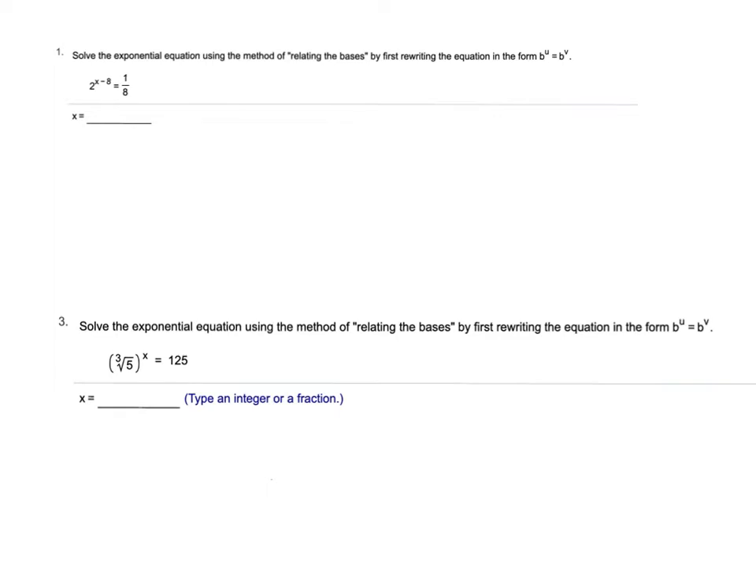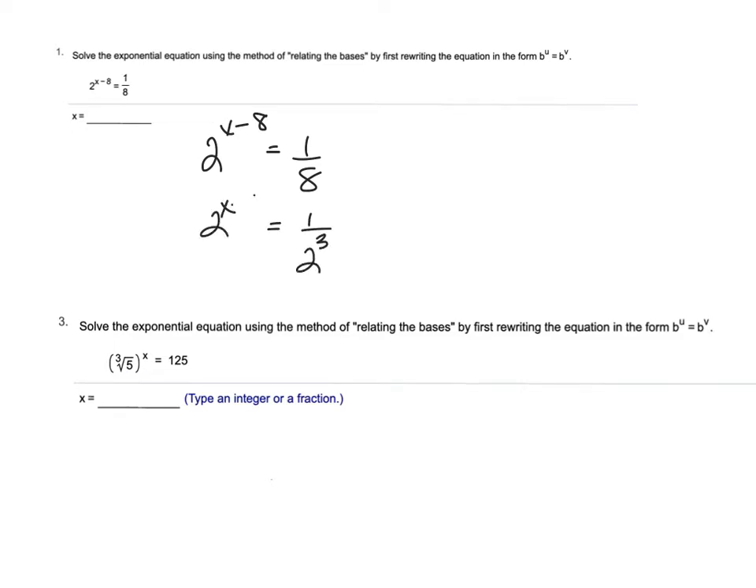I'm just going to work a few examples. Let's look at the first one, right out of the homework. You have 2 to the x minus 8, and you have 1 over 8. Our goal is to write both sides in terms of the same base, and every problem in this section ought to work that way. Let's look at 8. We know that 8 is 2 cubed, 2 times 2 times 2.